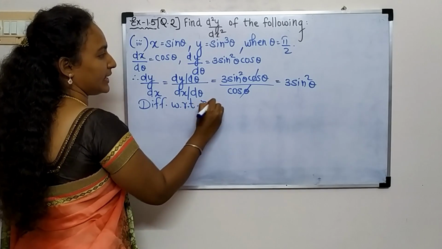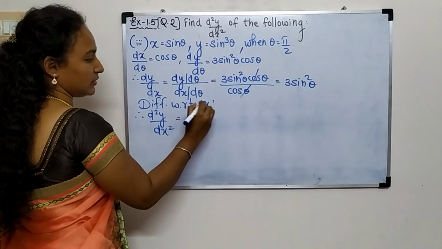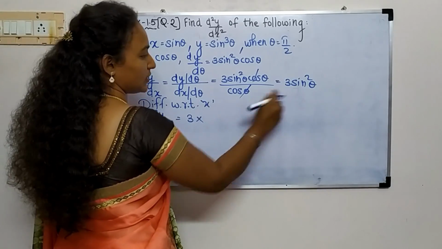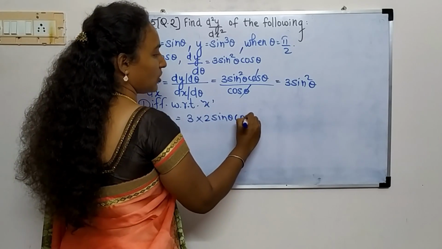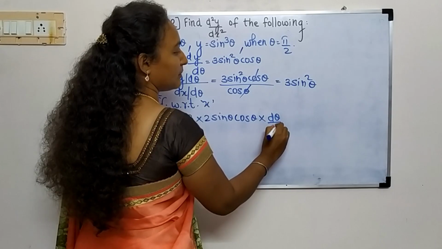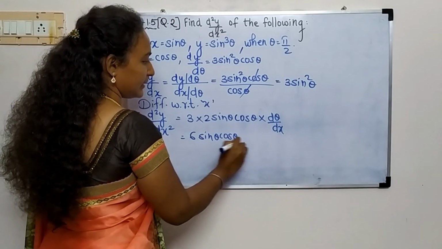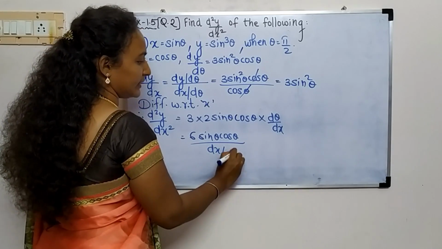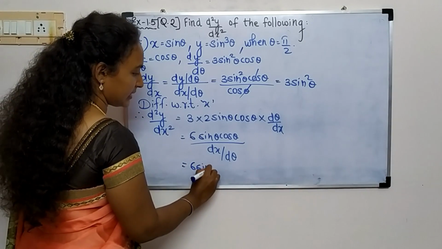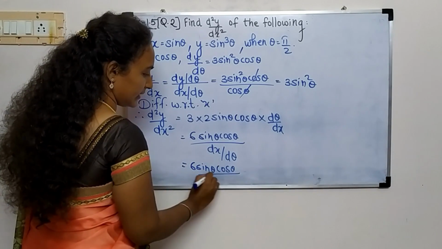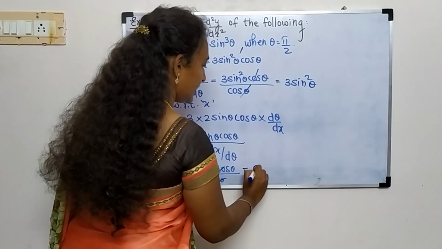Differentiate with respect to x. Therefore, d square y upon dx square will be 3 into, this is sin square theta. So 2 sin theta, derivative of sin theta is cos theta multiplied with d theta by dx. So this is 6 sin theta cos theta upon dx by d theta. Dx by d theta is cos theta. So this is 6 sin theta cos theta upon cos theta. So this cos theta will get cancelled. We will get 6 sin theta.